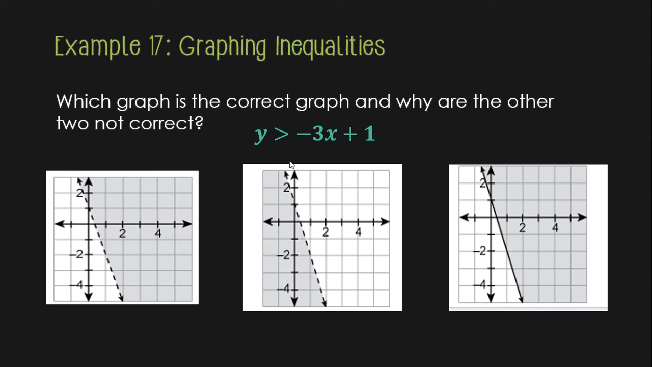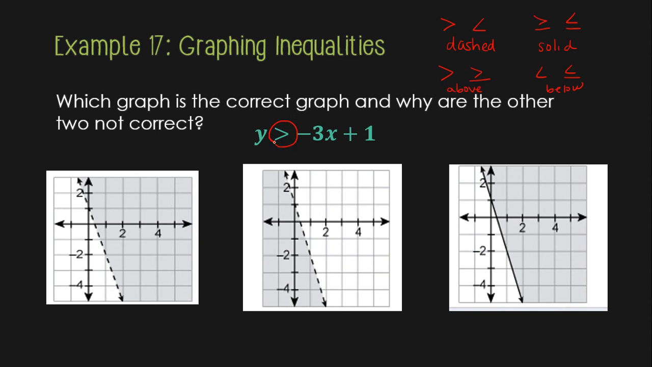Okay, so a couple things when we're looking at graphing inequalities. If we have a greater than sign or a less than sign, we are going to have a dashed line. And if we have greater than or equal to or less than or equal to, we're going to have a solid line. Okay, if we are greater than or equal to, we are going to shade above our line. And if we have less than or equal to, we're going to shade below the line. So those are our rules when we're graphing.